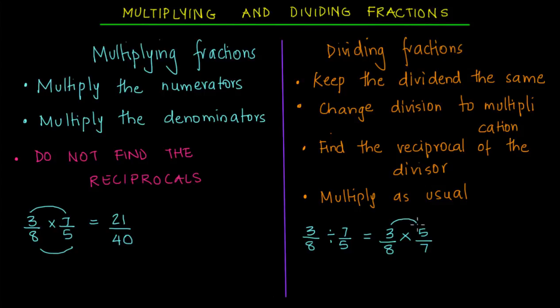So you multiply the numerator with the numerator. So 3 times 5 is 15. And you multiply the denominator with the denominator. 8 times 7 is 56. And you should simplify if you can. But in this case, you cannot simplify it anymore. This is the simplest form. So you leave it at that.